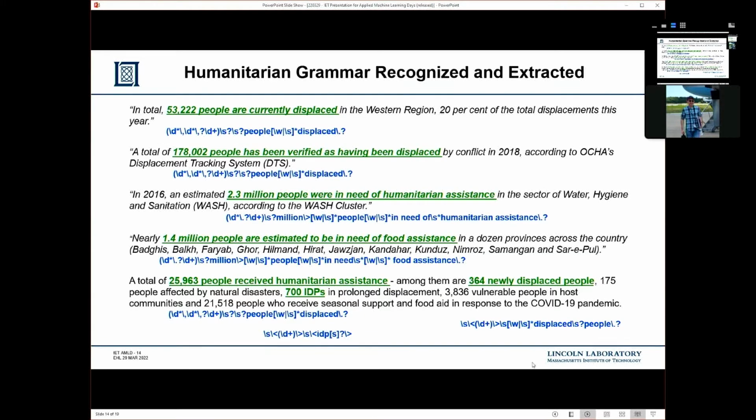And here's just a sampling of a bunch of different kinds of sentences that you can find using just a small sampling of the regular expressions we had in our tool.